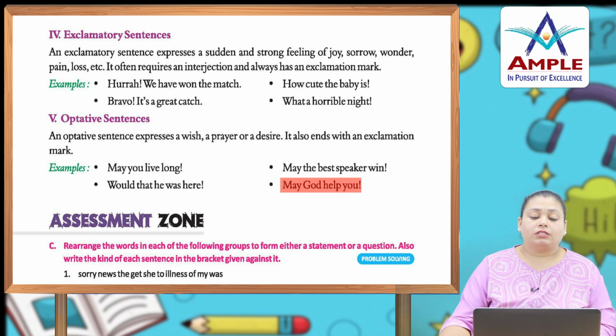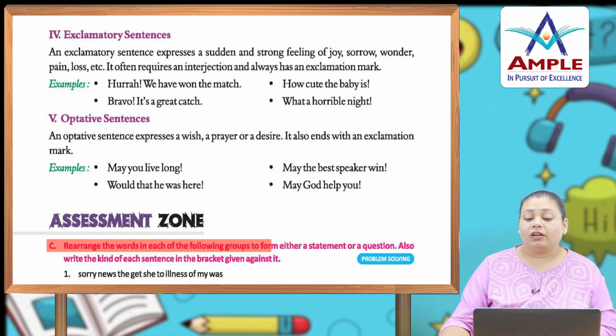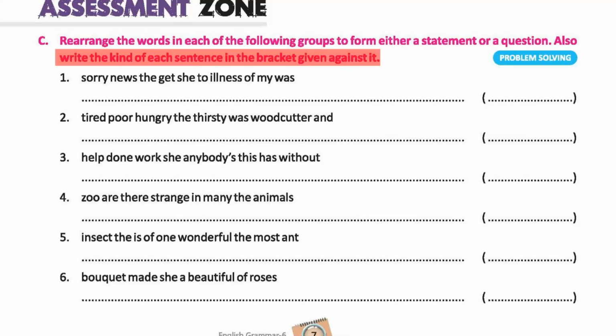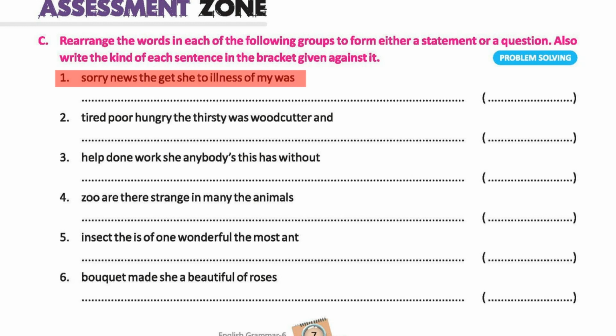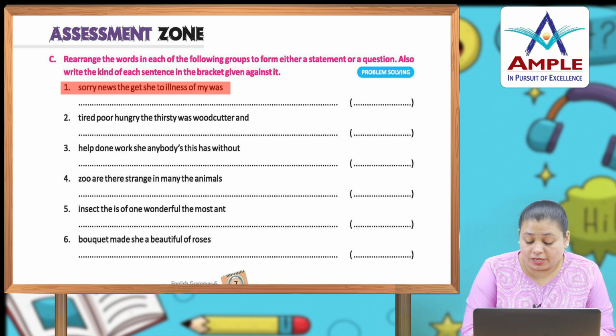Okay. Now the assessment zone. Rearrange the words in each of the following groups to form either a statement or a question. Also write the kind of each sentence in the bracket given against it. Number one: sorry news the get she to illness of my was. Okay, so we will start this sentence with she. She was sorry to get the news of my illness. Full stop. So we will write this sentence like that, and this is an assertive sentence.